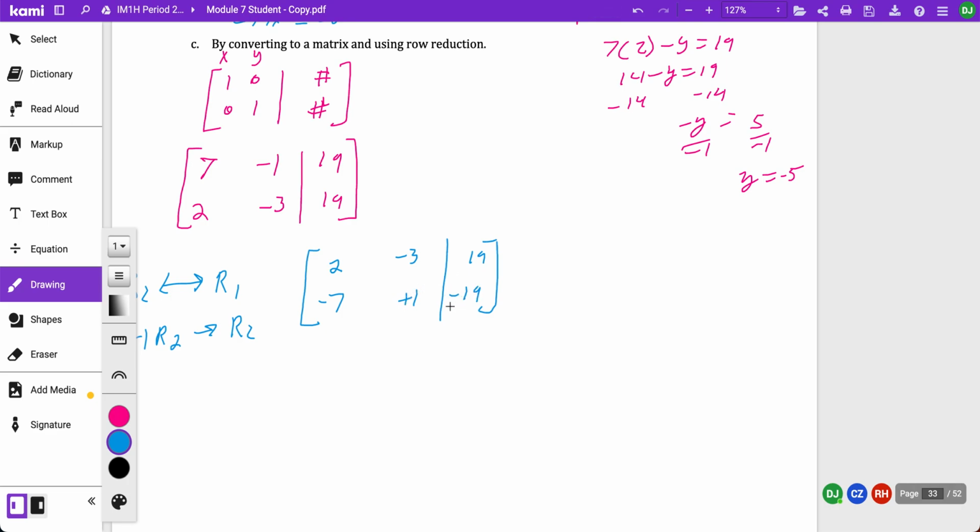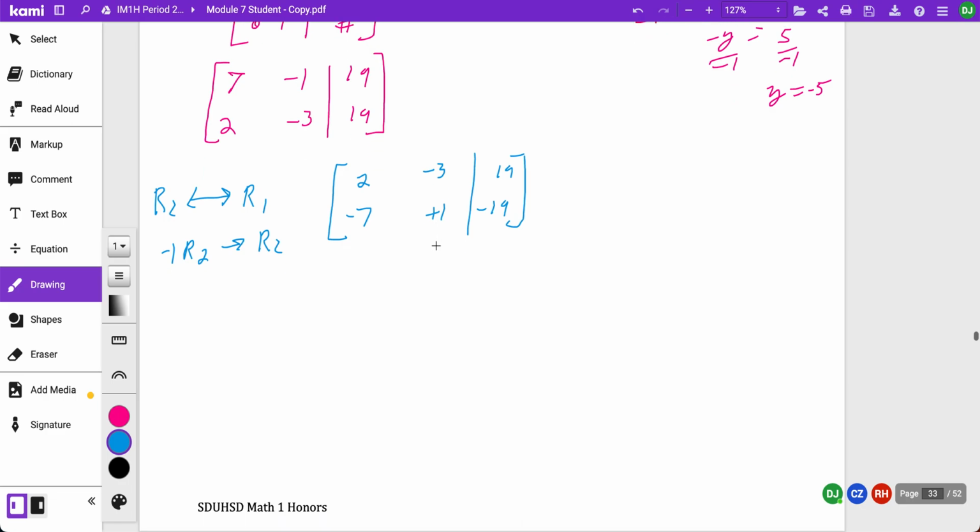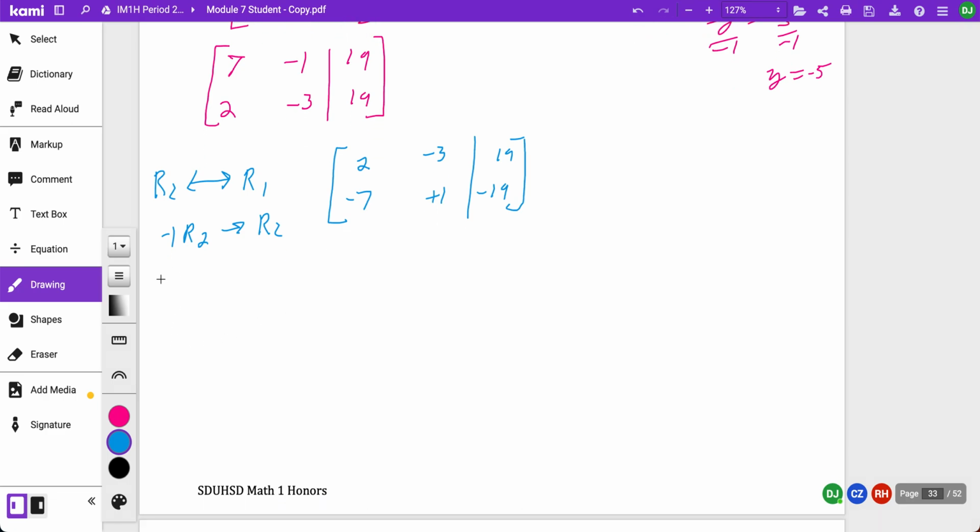And now that I have a positive one where I like it, I want to eliminate everything above and below it. Since there are only 2 rows, I'm going to eliminate what's above it. To do that, I'm going to take 3 times row 2, add it to my row 1, and that'll get me my new row 1.